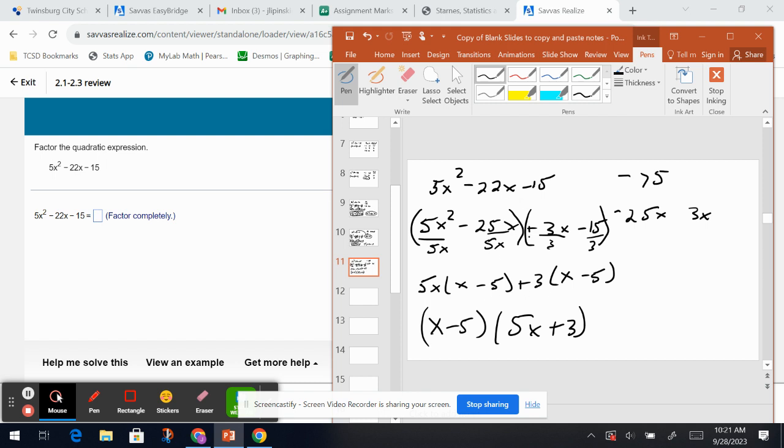Notice how I group this plus sign and I put the plus. It's because I know that I'm going to take these two numbers and put them together. So it'd be x minus 5, 5x plus 3.